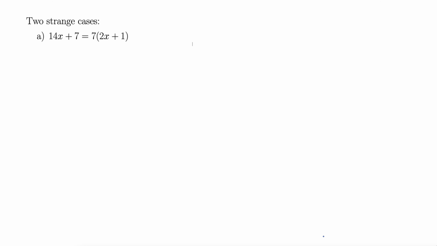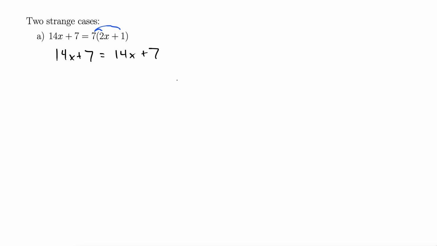Things are not always quite as they seem when you go to solve equations, and here are two strange cases that demonstrate that. For the first one, we have 14x plus 7 equals 7 times quantity 2x plus 1. Okay, everything looks fine to me so far. Let's see. We distribute the 7 through to both those terms. All right, so 14x plus 7 equals 14x plus 7.